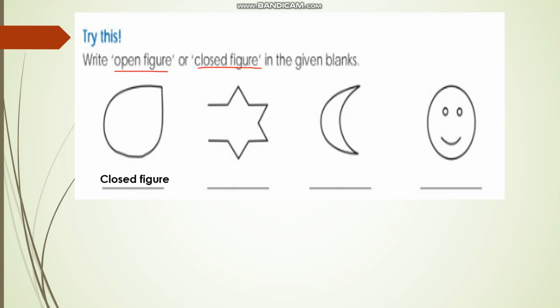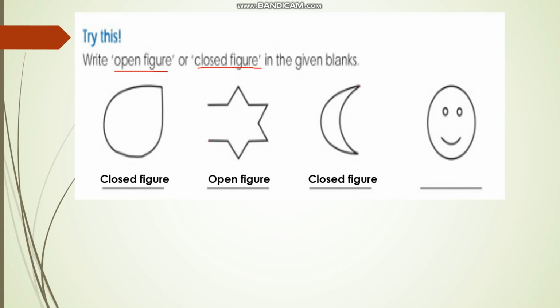And now look at this next one. So here if I am starting from this side, then is it ending at the same point? No, it has a different starting point and ending point, isn't it? So this picture is an open figure. Very good. Now look at the next one. Here, does this picture have the same starting and ending point? Yes, it is starting and ending at the same point. So this figure is also a closed figure.